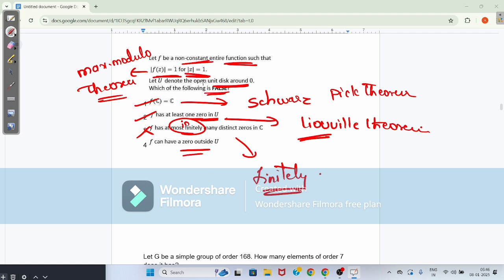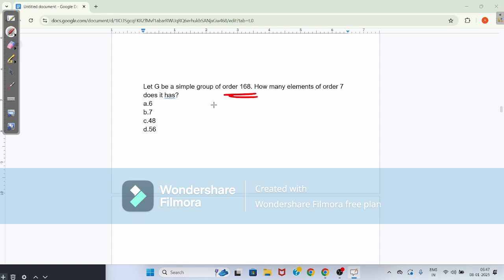the domain is the entire complex plane, so z can exist outside the function of u. Depending on the function of f, z can exist outside u. This is also the correct statement here. Only the wrong option is a simple group of order 168 here.